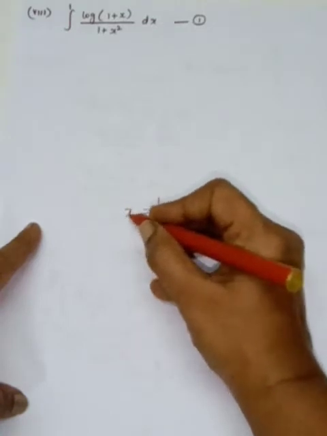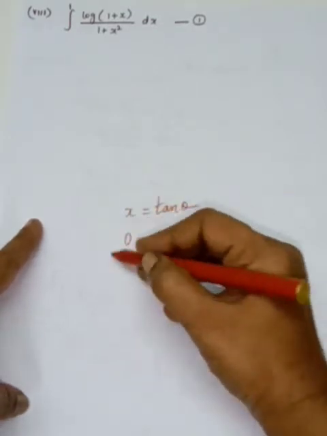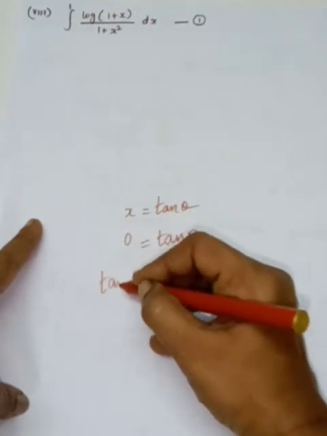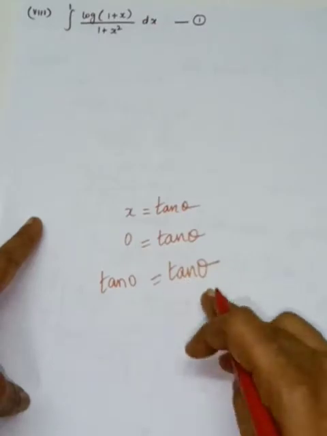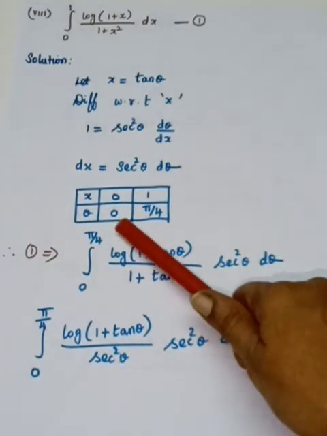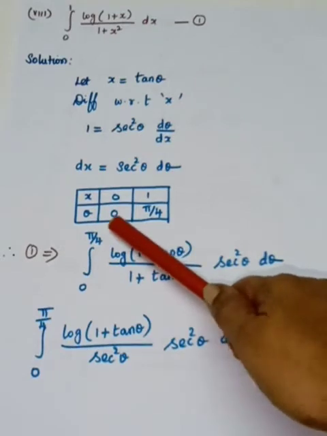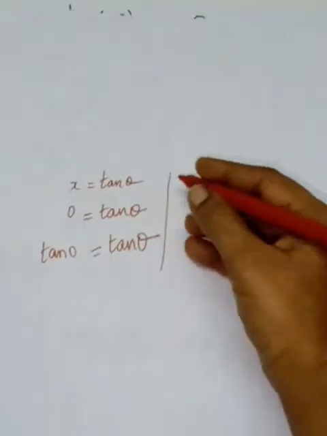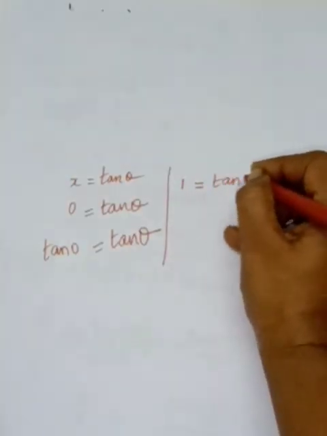So first, in the place of x as 0, 0 is equal to tan theta. So what value of tan is 0? It is tan 0. So tan 0 is equal to tan theta. So theta is equal to 0. So x equal to 0 means your theta is also 0. Next, x as 1. If you substitute 1 in the place of x, 1 is equal to tan theta.